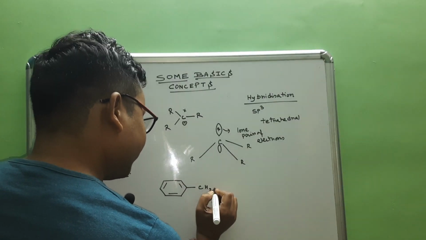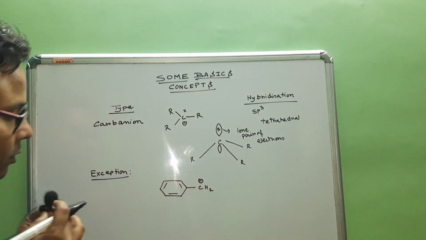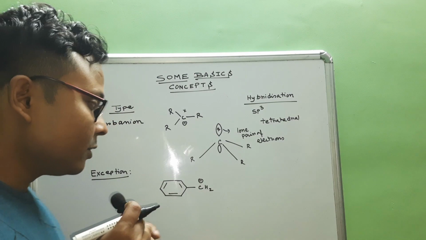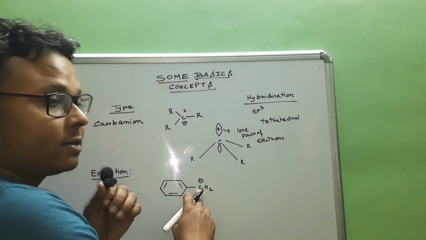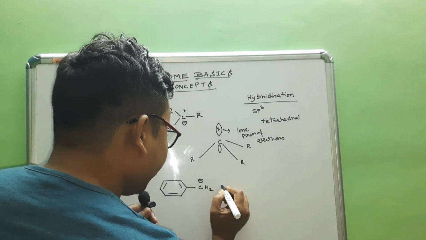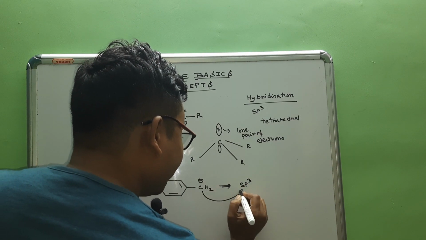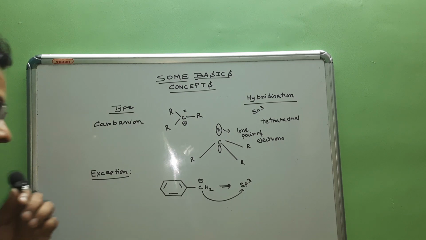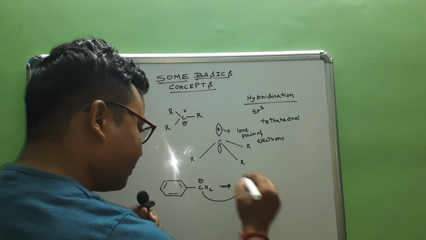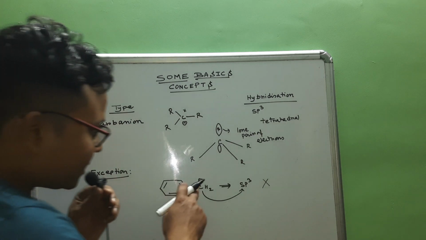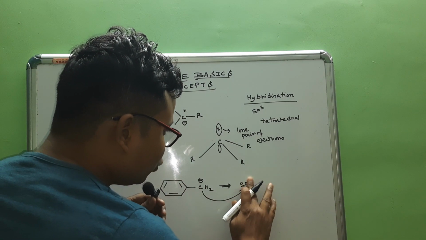Now, C6H5CH2 minus. So here it is the carbon atom. What will be the hybridization of this carbon atom? You can guess sp3. But no. Here the hybridization of this carbon atom is sp2.